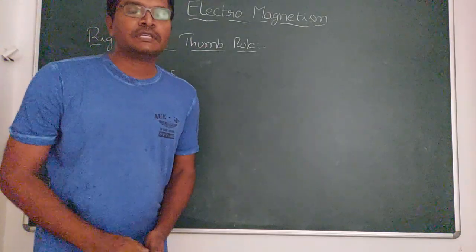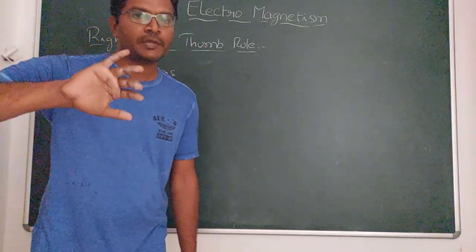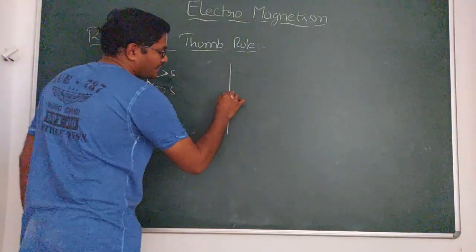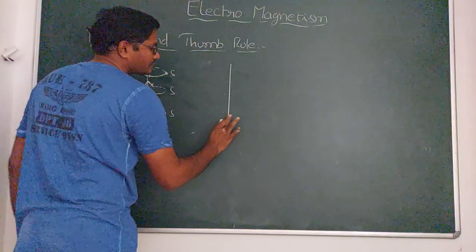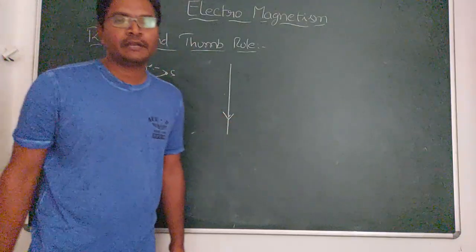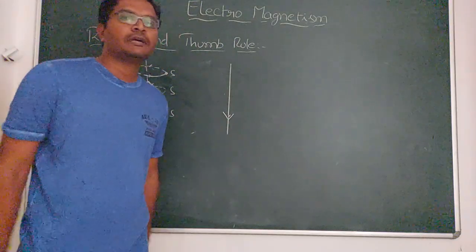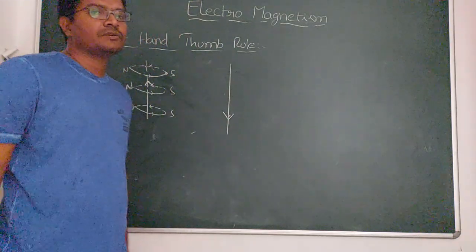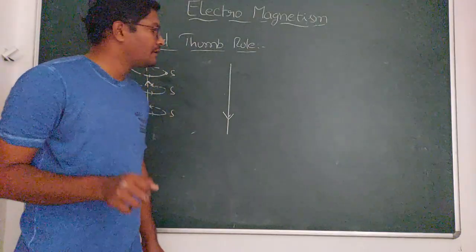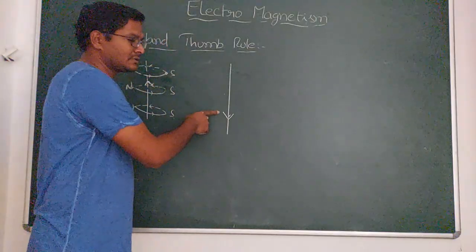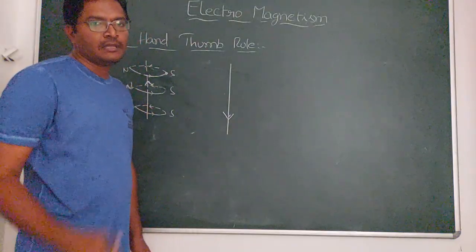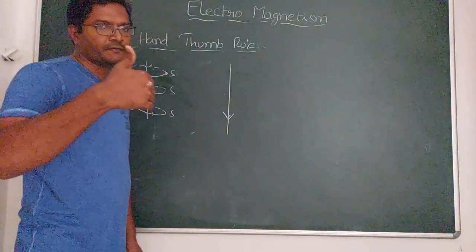Suppose if you change the direction of current, what happens? If the direction of current is in the downward direction, then what about the magnetic field direction? Here the magnetic field is also reversed. So from the right hand thumb rule, you need to use only the right hand, not the left hand. So how to use it? Hold this wire in such a way that your thumb shows the direction of current.